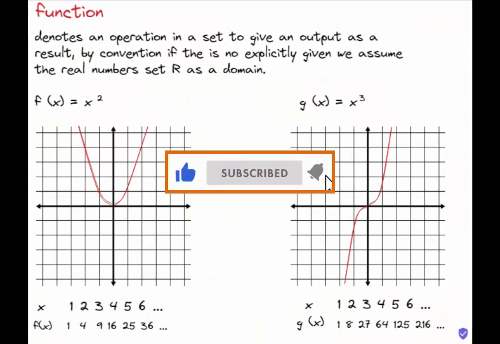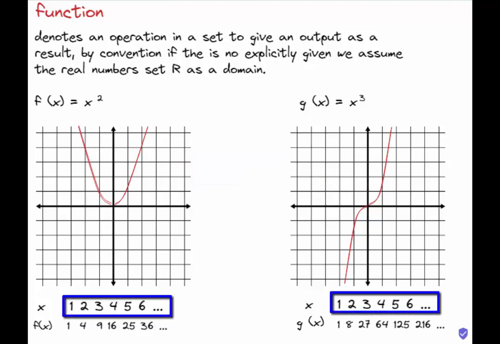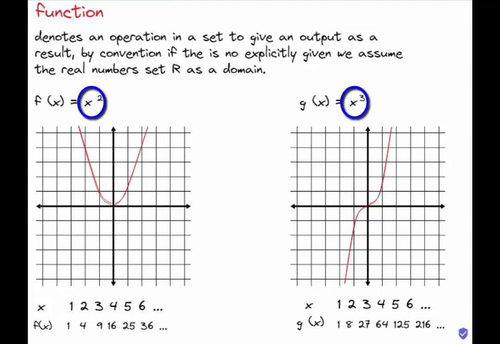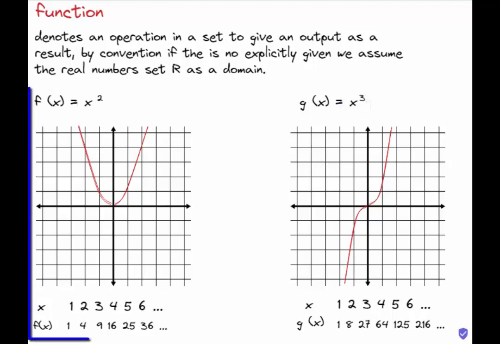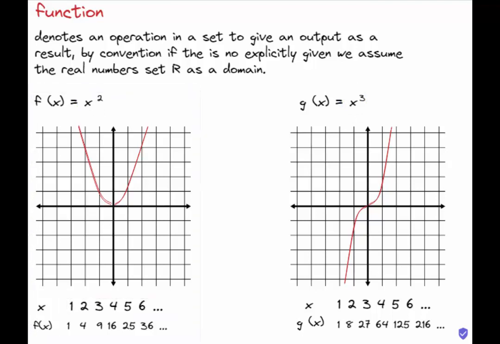Hi everyone, I'm AG, and in Unit 3 we are going to learn about functions. A function takes any value from a set as an input and gives back an output value after making multiple operations. For example, in this function we take each natural number, raise it to the square, and give back the result. The input set is the domain and the results are the range.